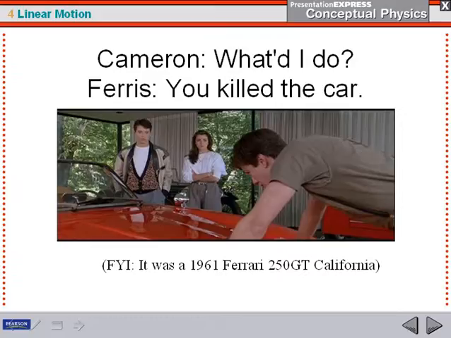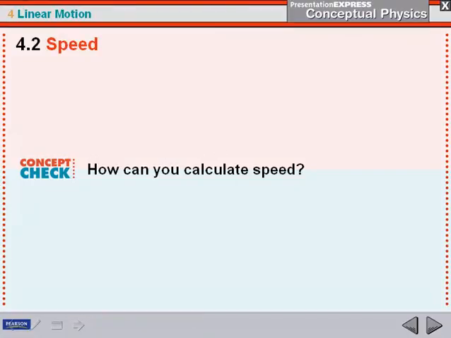What happens in the scene is that Cameron ends up getting angry at his father, and he pushes the car, and the car goes shooting out the back of the garage and ends up in the woods. And Cameron says, "What did I do?" And Ferris says, "You killed the car." And this was a spectacular car.